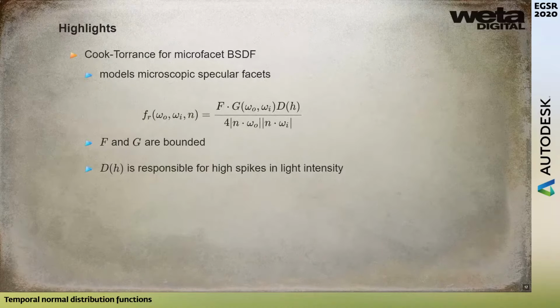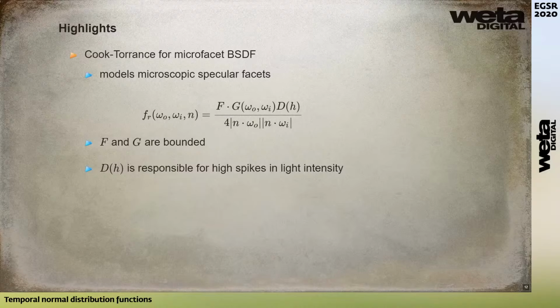Here you can see the formulation of a classical microfacet BSDF. It models a microscopic specular facet distribution on a rough surface. Depending on its starting roughness, it can range from diffuse to perfectly specular. Let's look at the terms in the equation to see where the intensity spikes come from.